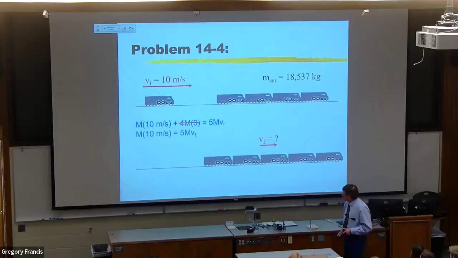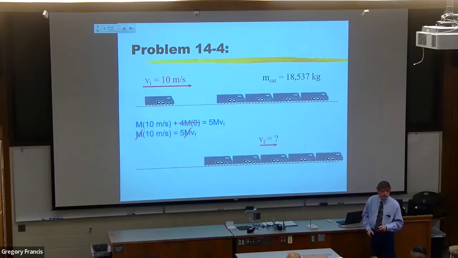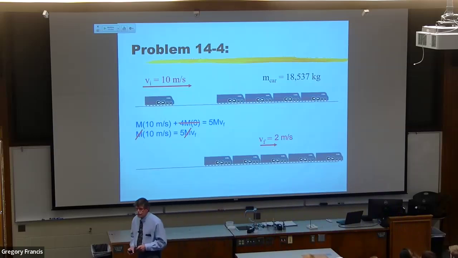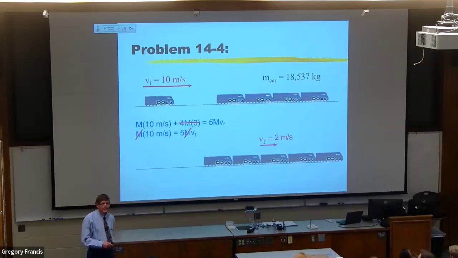Well, the equation now looks like that, and I don't care what the mass of a single car is because it cancels out. What's important is that they are the same, each and every one of those cars. See if your neighbor is on the bus. So the final answer is 2 meters per second. Are there questions on that?